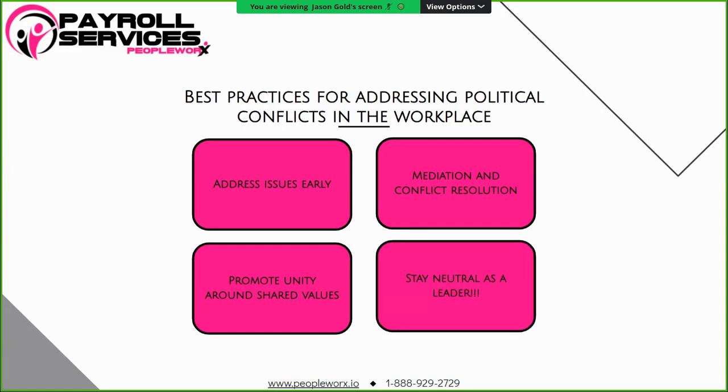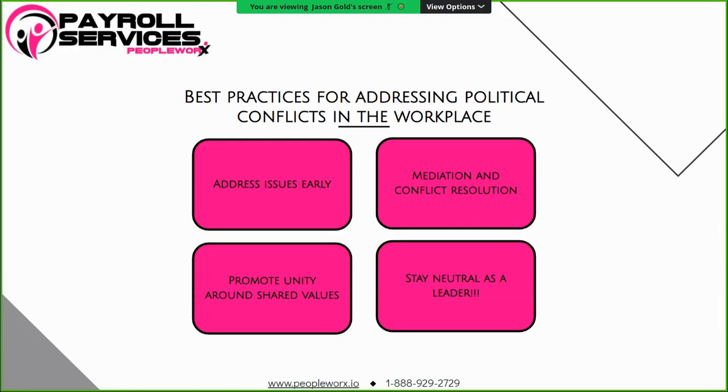Finally, stay neutral as a leader. As a leader, be mindful of your own behavior. While you may have strong personal political beliefs, it's important to remain neutral and not allow those beliefs to influence how you manage your team. As leaders, staying neutral in the face of political discussions can sometimes be challenging, especially if we feel strongly about a topic. However, neutrality is crucial in maintaining trust and showing that we prioritize a respectful, inclusive environment over personal viewpoints. Our team looks to us to set the tone.